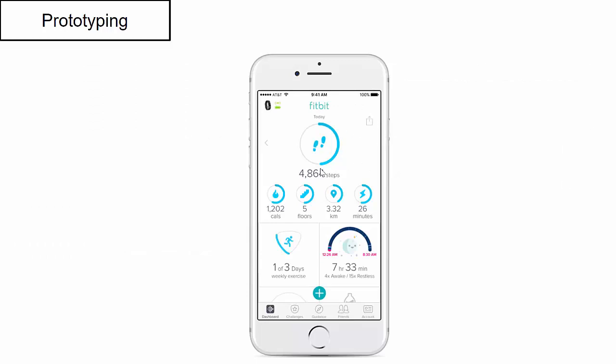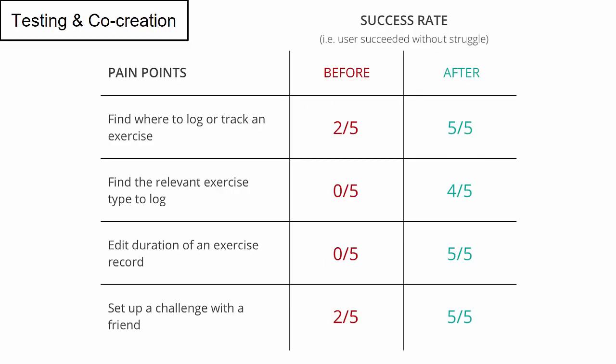And finally, she built this prototype. So this is actually a clickable prototype. We will be equipping you with the skills to build a prototype like this that looks almost like the real app. And finally, she actually went on to test this new app with some of the people that she interviewed. And she identified that, hey, prior to the redesign, only 2 out of 5 people could find and track where to track or log an exercise, but after the redesign, 5 out of 5 managed to do so. Similar to the first pain point, she also saw dramatic improvements in the rest of the pain points after the redesign.